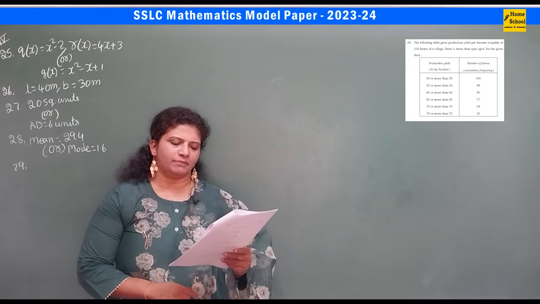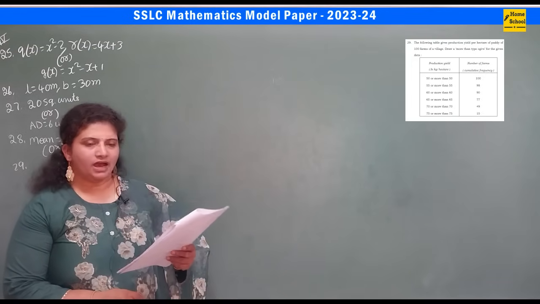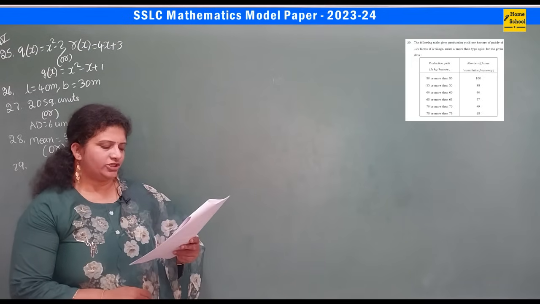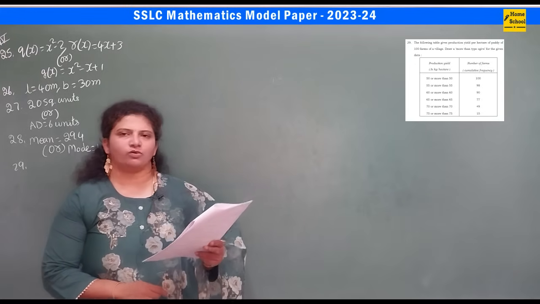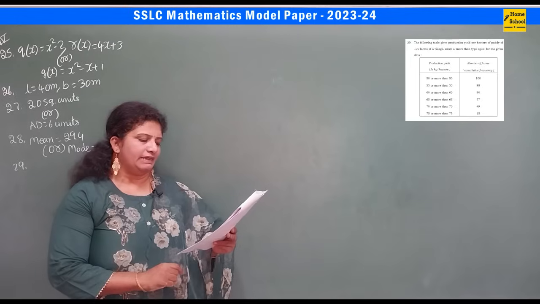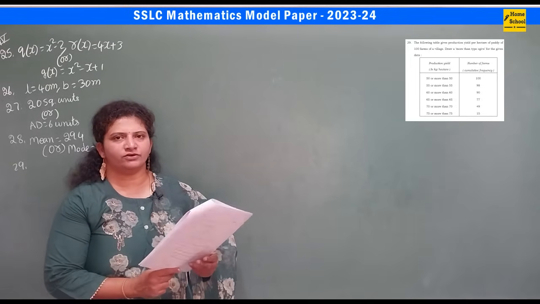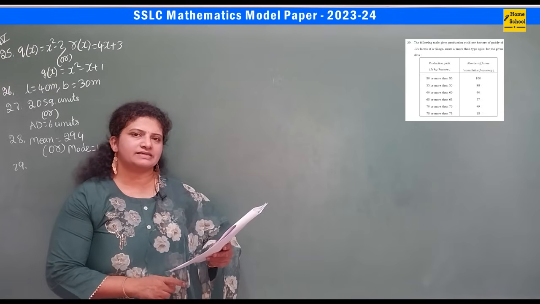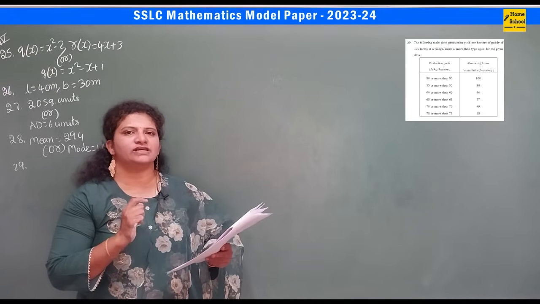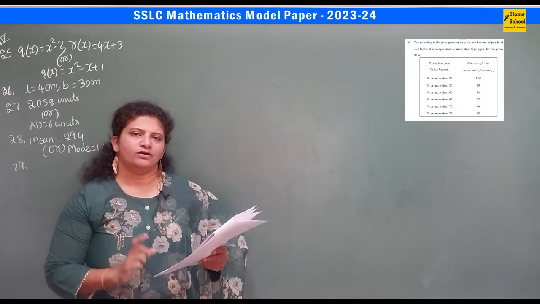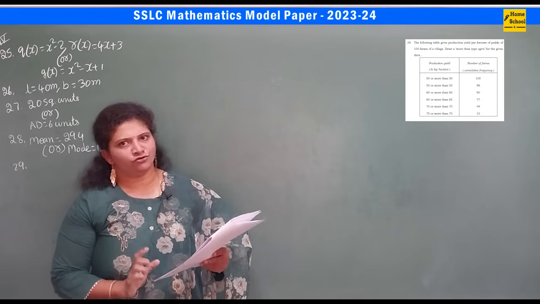29th problem. The following table gives production yield per hectare of paddy of 100 farms of a village. Draw a more than type ogive for the given data. You can see the table over there. Observe the data. Production yield in kg per hectare. Number of farms, cumulative frequency. Here in this, they have given 50 or more than 50. Don't be confused. You can understand it as a more than type ogive and directly table given. You need to just draw the graph.